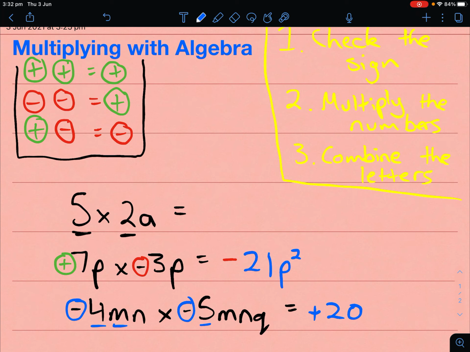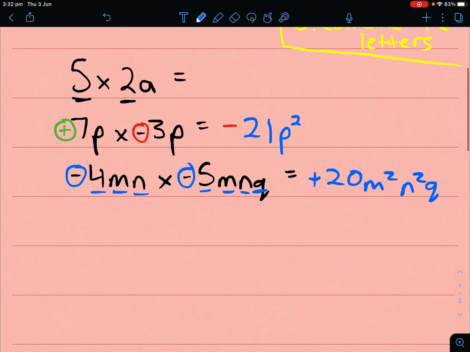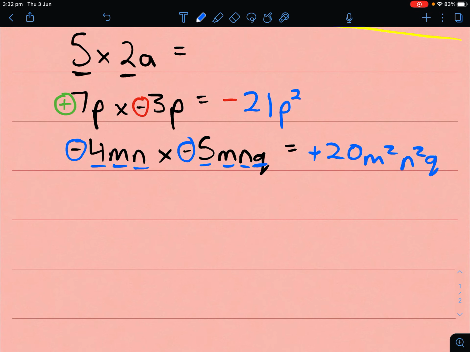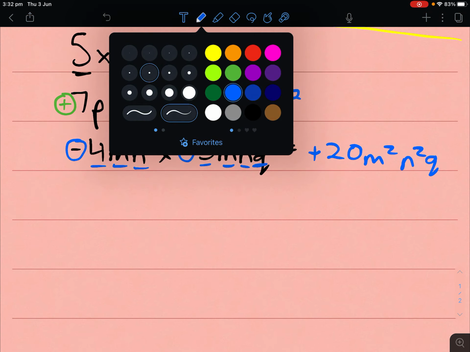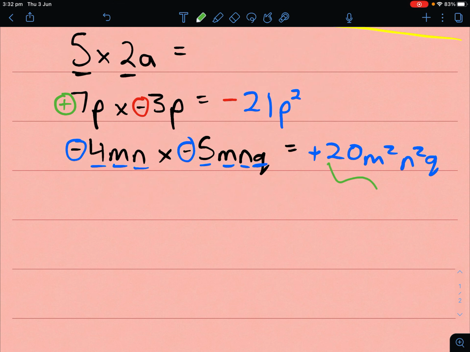And then we go ahead and multiply or combine together any of the letters. So we've got an m times an m, that's an m squared. We've got an n times an n, that's an n squared. And then we've got a q with nothing else to multiply it with, so that q gets multiplied on at the end there. And so remember, even though we're combining all these things, it really is still multiplying them, because in algebra we don't show the multiplication sign. But if we were to expand this here, what that would really be is 20 times m squared times n squared times q. That's what we're writing there. We're just not showing the multiplying signs.